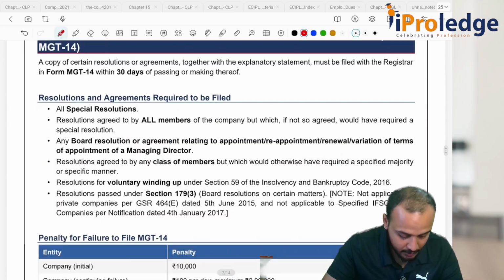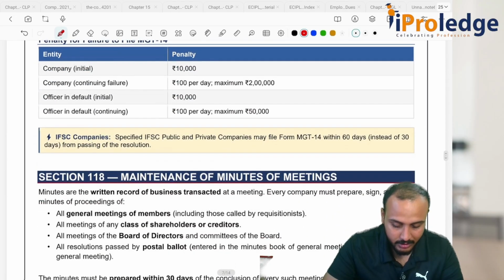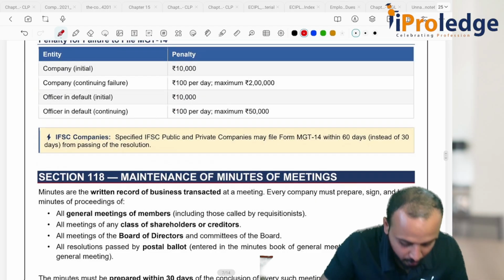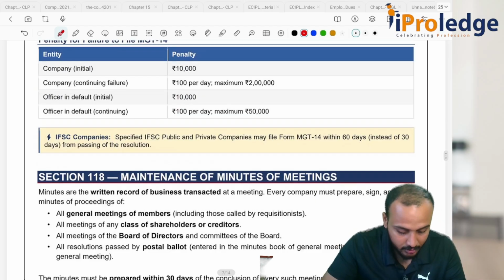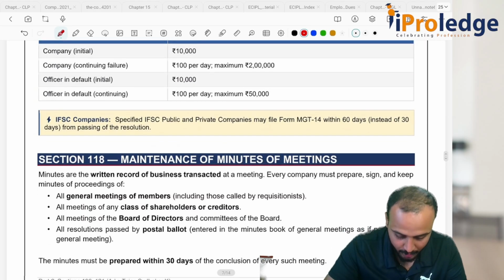Okay, remember these 6 points. Then penalties is simple, 10,000, 100 per day. Whoever is in default, 10,000 rupees, and officer in default, whoever is continuing default, then it's 100 per day, 10,000 and 100. Simple and not so important also.